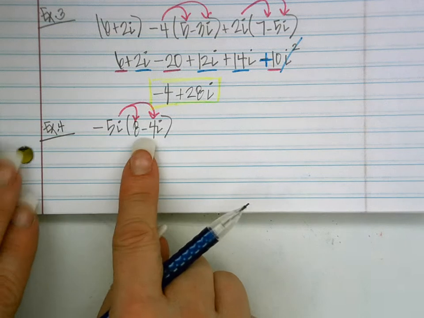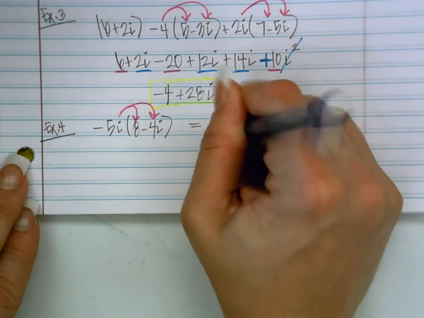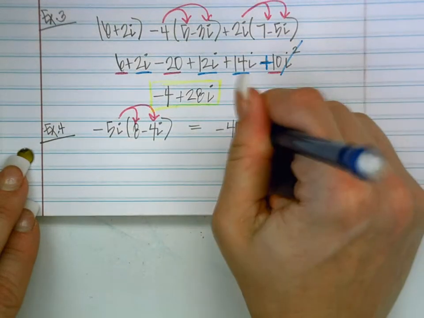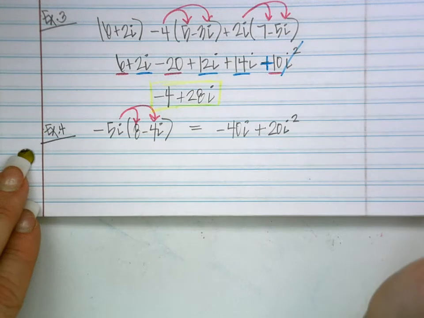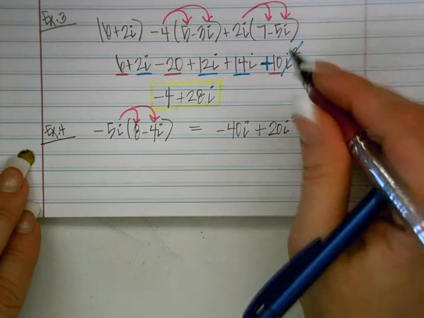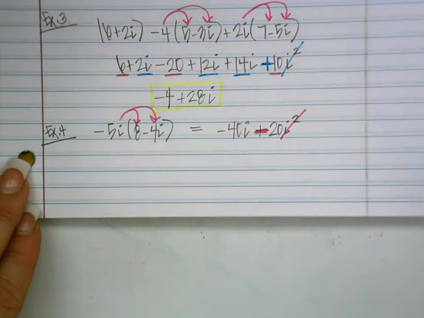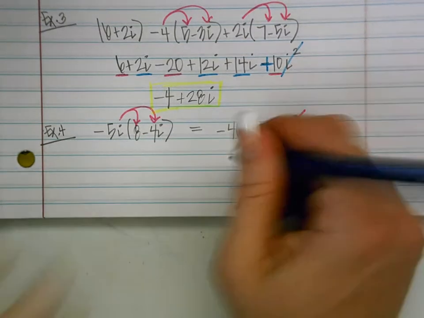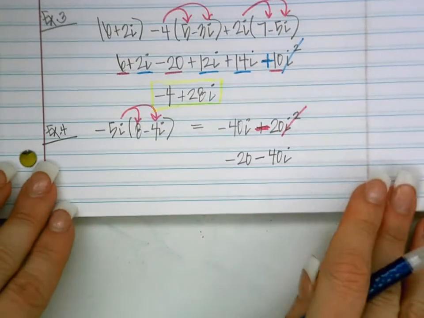Negative 5i times 8 gives you what? Negative 40i. Negative 5i times negative 4i gives you a positive 20i squared. Then what happens with the i squared? It turns it negative. So rewrite this, and in standard form you want the whole number first, so negative 20 minus 40i. That's your answer.